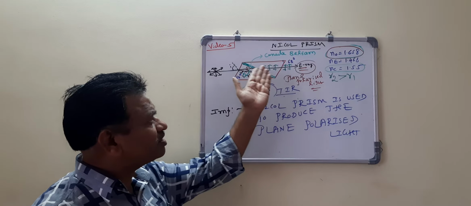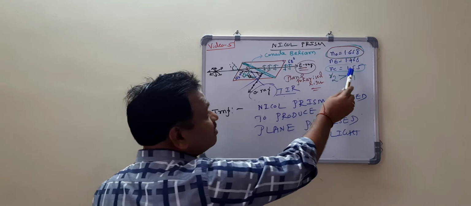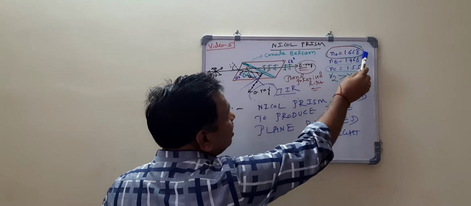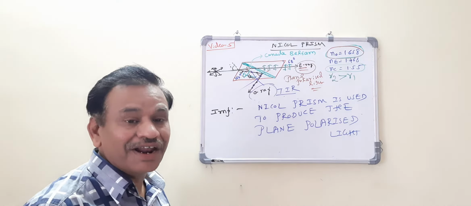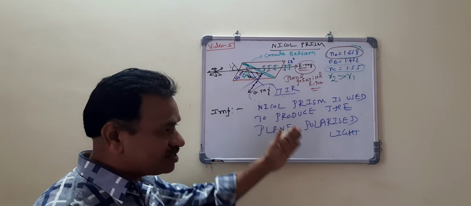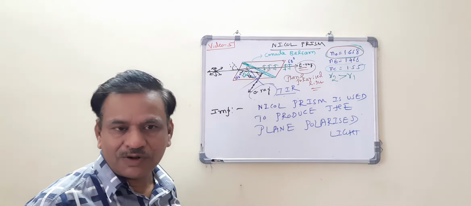Why is Canada balsam used in the Nicol prism? Because the refractive index of the Canada balsam lies between the ordinary ray and the extraordinary ray. The Canada balsam also acts as an adhesive material.